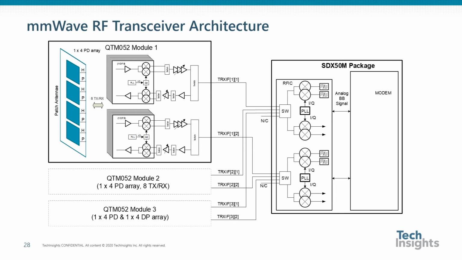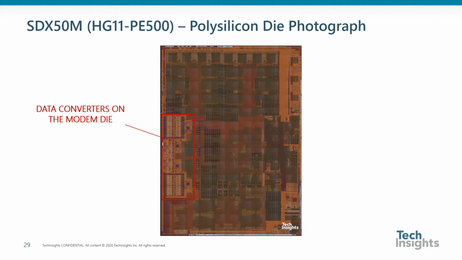The final piece of the puzzle lies in the modem die itself. This is a polysilicon layered die photo of the STX50M 5G modem. The boxed off area here are what we believe are the data converters that convert the data to and from digital baseband. This has not been analyzed in detail, but the layout of the block and its location in relation to the IF die, as well as the process of elimination, all point to these being the data converters.